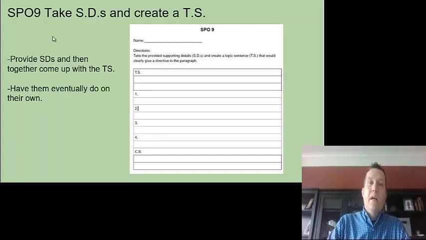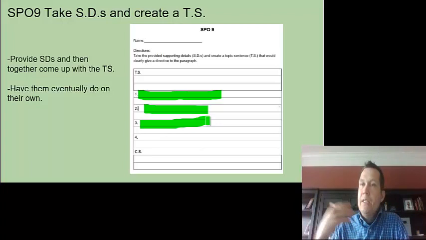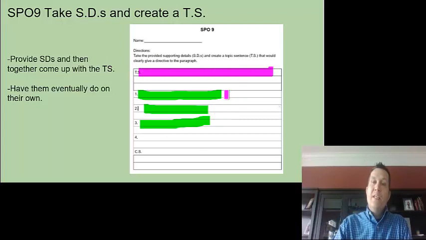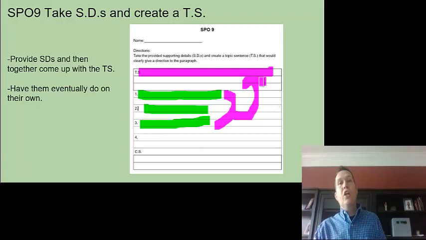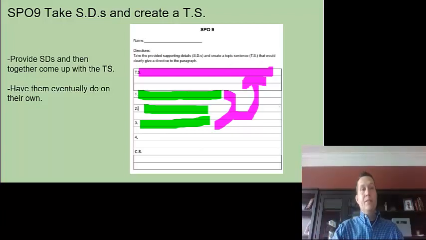SPO standard number 9. In this one, you're going to provide them with supporting details. So what I have in green here, you would actually write down some supporting details. You'd give them 3 or 4, however many you like. You put it in notes fashion there as well. And then the students, where you see the purple, are going to have to take these green supporting details that you provide and turn them into a topic sentence.